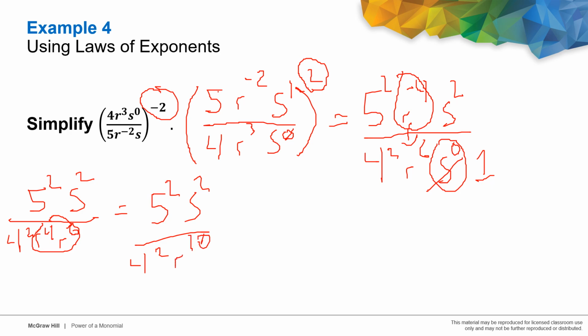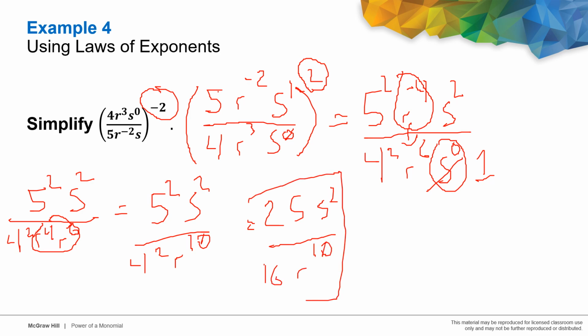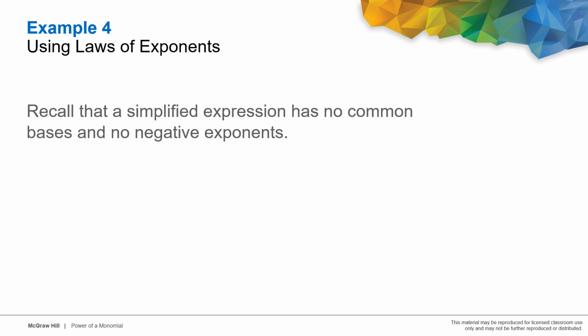All right, we are so close to being done now. Last step, you need to evaluate your numbers. You cannot leave numbers with exponents. So 5 times 5 is 25, s squared, all over 4 times 4 is 16, r to the 10th. This should be our simplified answer, and we should be done. Let's take a look at the next slide, and it should say it all for us.